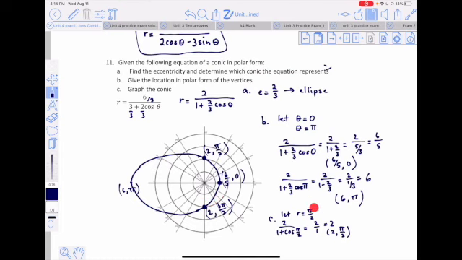So I plugged in first theta equals pi halves right here. Cosine of pi halves would be up here at the unit circle. The location of a point at the top of the unit circle is 0, 1. So the cosine of pi halves is 0. 0 plus 1 is 1. 2 divided by 1 is 2.